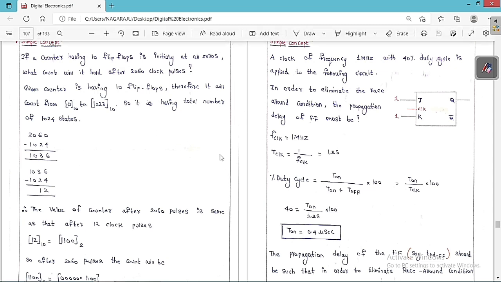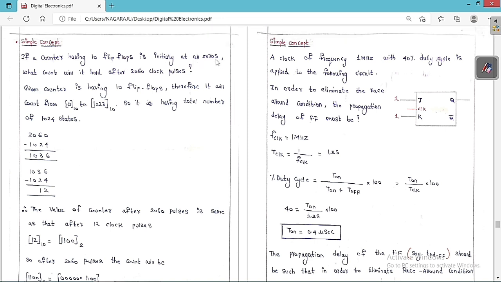Now let me tell you one more simple concept here. Suppose a counter having 10 flip-flops is initially at all zeros, meaning all are having zeros. What count will it hold after 2060 clock pulses? Basically in this question, they have given that there is a counter which has 10 flip-flops. Initially all are 0. So what count will it hold after 2060 clock pulses?